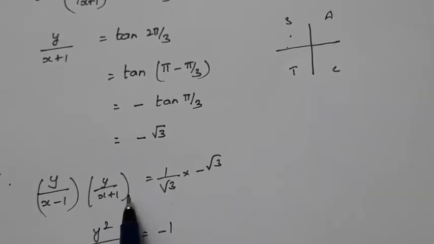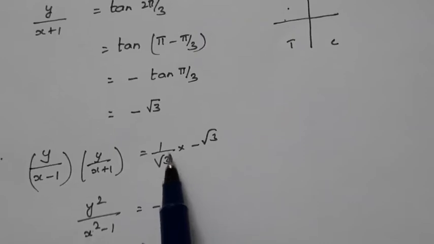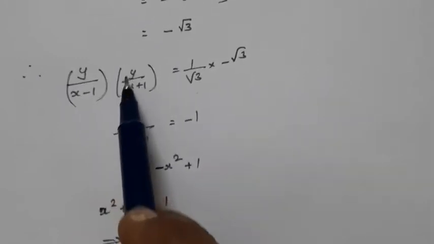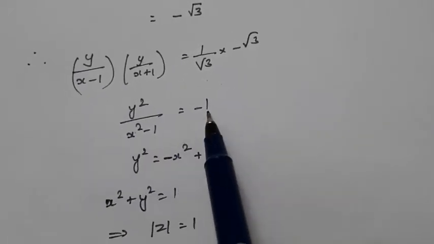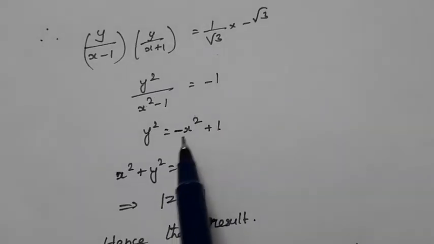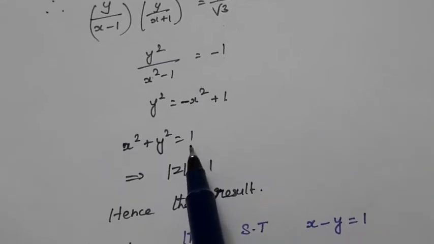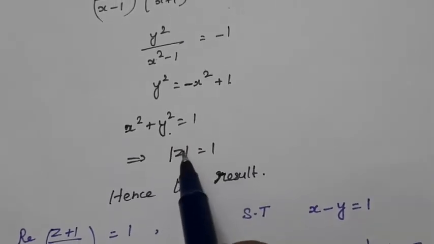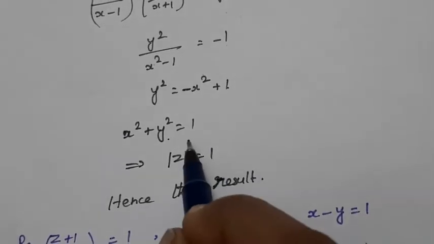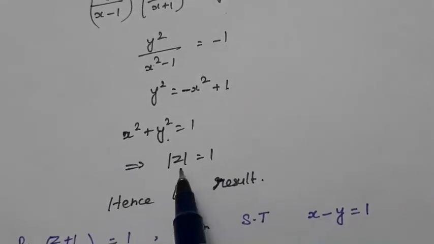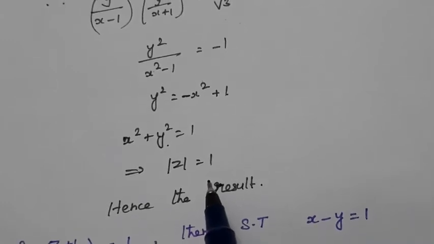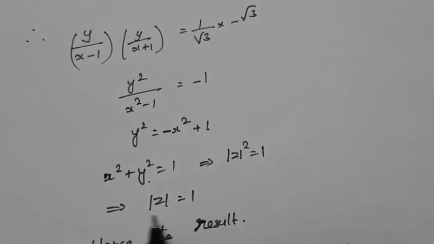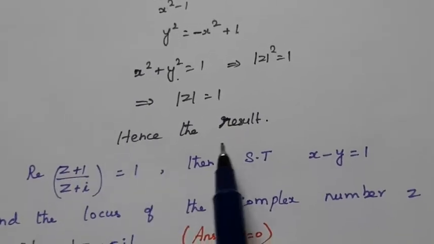So let us multiply these two. y by x minus 1 into y by x plus 1 is equal to 1 by root 3 into minus root 3. Root 3 and root 3 get cancelled, minus 1. On multiplying, the numerator is y squared, the denominator is x squared minus 1. So cross multiply, it will be minus x squared plus 1. Moving this x squared to this side, x squared plus y squared equals 1. What is x squared plus y squared? That is nothing but modulus of z squared, equal to 1. Taking the square root, modulus of z is equal to 1, and hence the result.